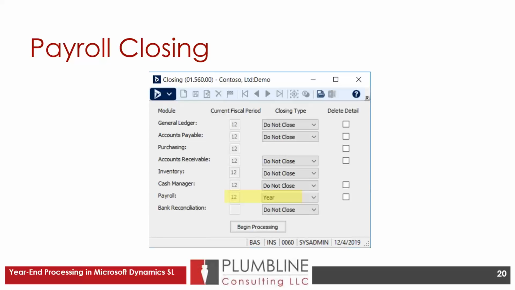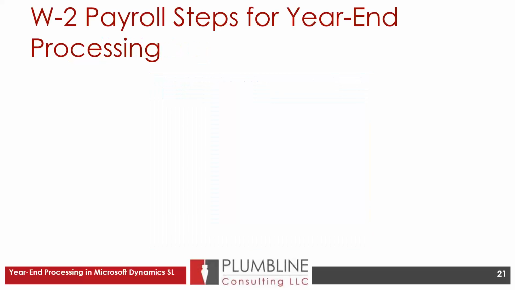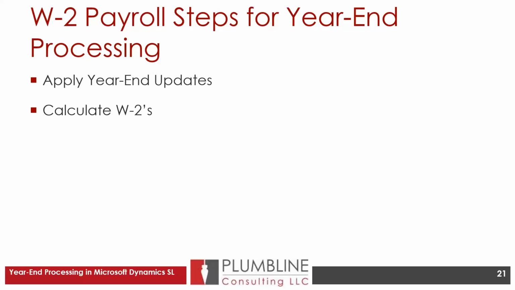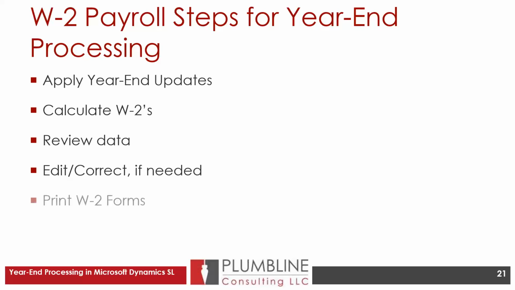In this screen, you will choose the year option instead of period if you're on fiscal periods. All right, so steps for the year-end processing. Again, we're going to apply our year-end updates, calculate our W-2s, review our data, edit and correct if needed, print the W-2s, and we'll generate our file.